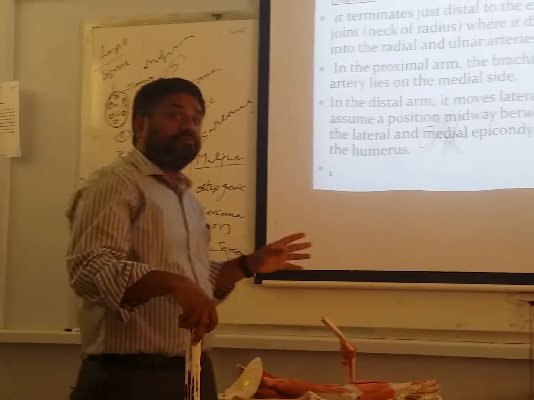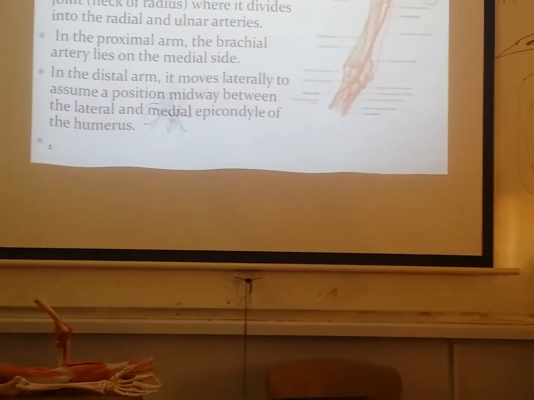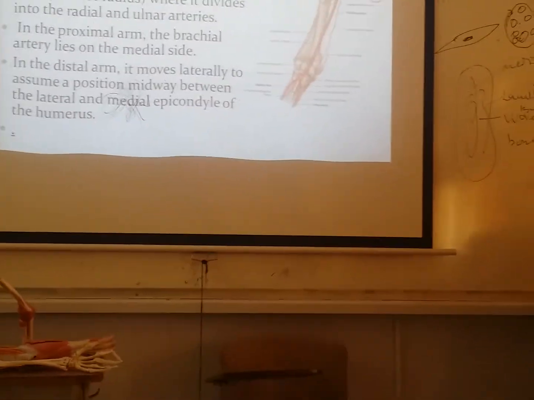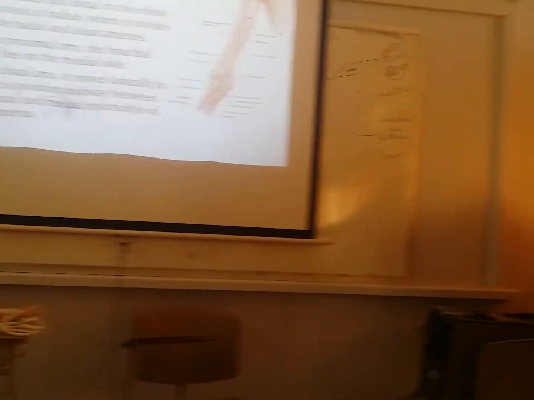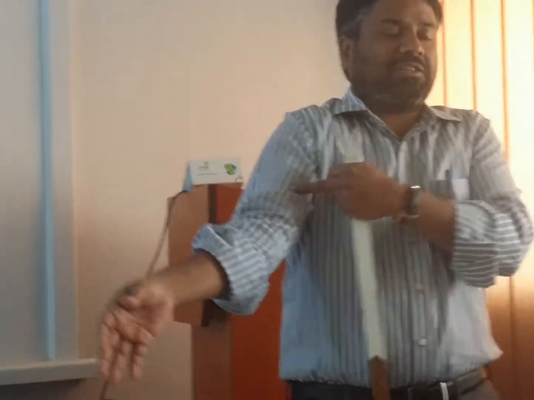Clear? See, it is common sense. Brachial artery is there in the arm. What is the function of an artery? It should supply nutrition to the structures. What structures are there here? The muscles are there. The bone is there.